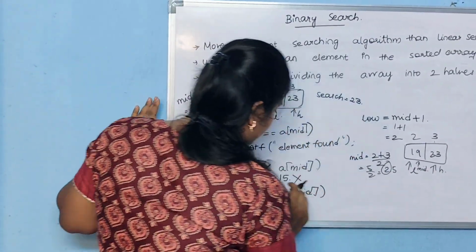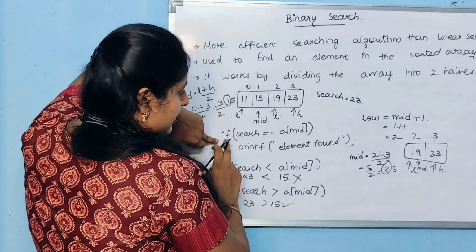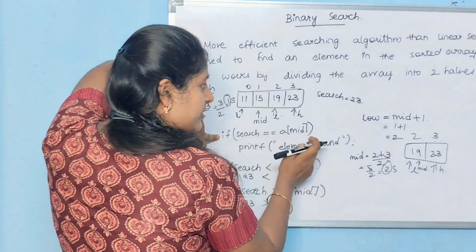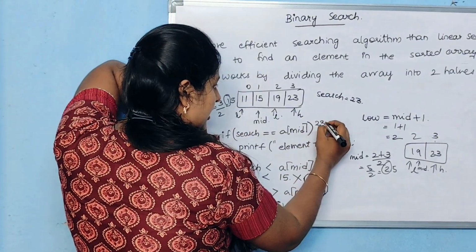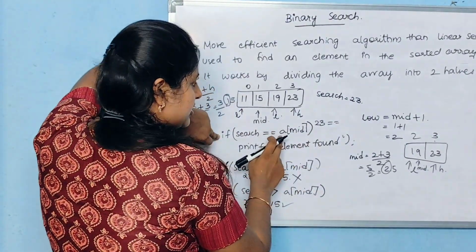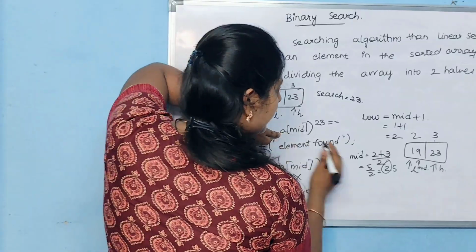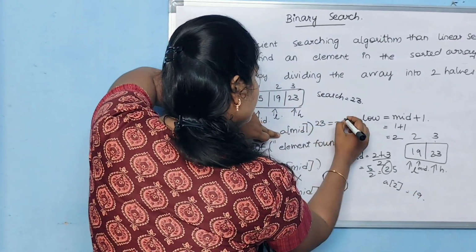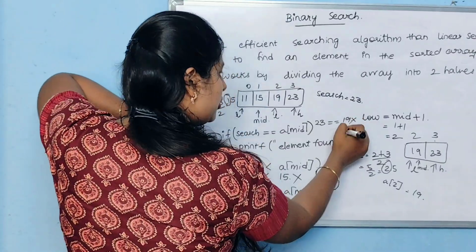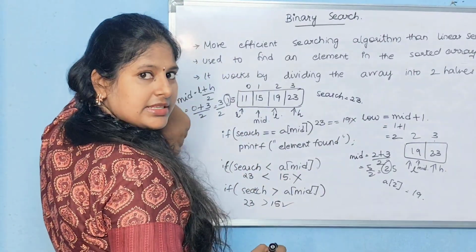Now you'll see this condition. If search equals mid, what is my search element? 23. Is 23 equal to the mid value? What is my mid right now? A of 2 is the mid, that is 19. Is 23 equal to 19? No. Here the condition is not being satisfied.